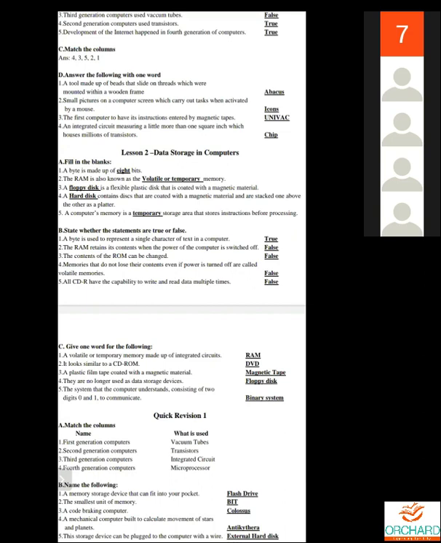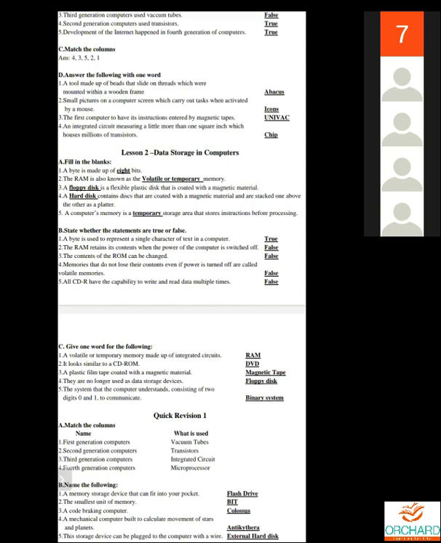VOLATILE, volatile. Or you can write temporary memory. TEMPORARY, temporary. So the RAM is also known as volatile or temporary memory.